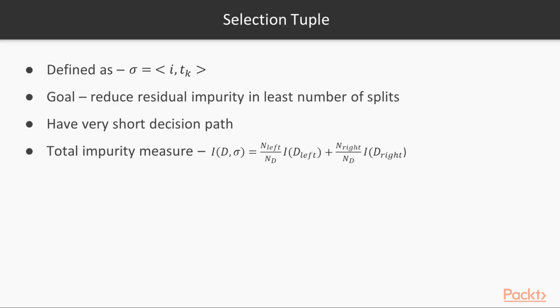More formally, suppose we define the selection tuple as shown. Here, the first element is the index of the feature we want to use to split our dataset at a certain node, while the second is the threshold that determines left and right branches. The goal is to reduce the residual impurity in the least number of splits so as to have a very short decision path between the sample data and the classification result. We can also define a total impurity measure by considering the two branches. Here, D is the whole dataset at the selected node. D left and D right are the resulting subsets, by applying the selection tuple, and the I are impurity measures.